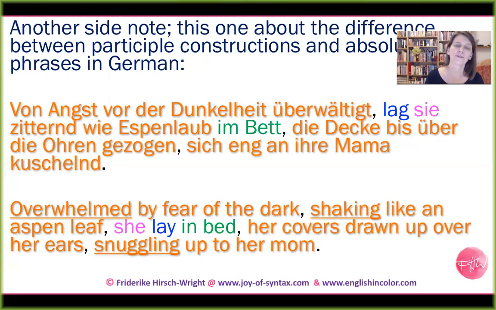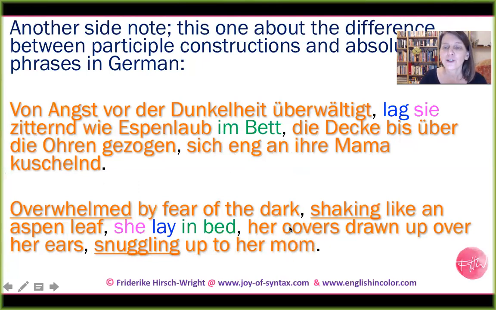And then comes our absolute phrase, her covers drawn up over her ears, snuggling up to her mom. And now when people see die Decke bis über die Ohren gezogen, gezogen is a participle, sich eng an ihre Mama kuscheln, kuscheln is a participle, so people might think, hang on, this is a participle construction and this is a participle construction, why are you calling this an absolute phrase? But the difference is, when we translate that, it becomes so obvious. Sich eng an ihre Mama gekuschelt, here we have the participle in final position for German, but we have it in initial position for English, snuggling up to her mom. So we clearly see this is a participle construction.